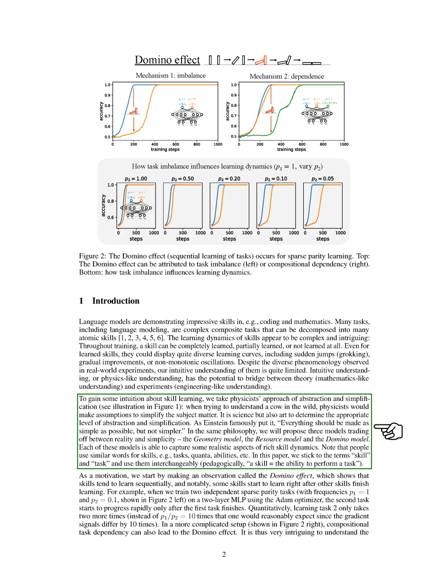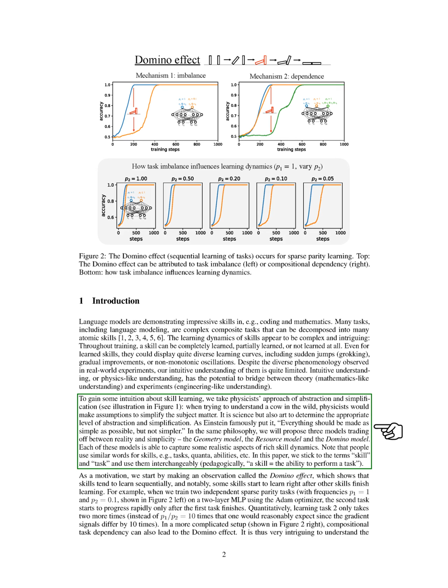To gain insight into skill learning, we adopt a physicist's approach of simplifying and abstracting complex subjects. For instance, when studying a cow in the wild, physicists make assumptions to simplify their analysis. This balance between science and art is crucial, as Einstein noted that we should strive for simplicity without oversimplifying.